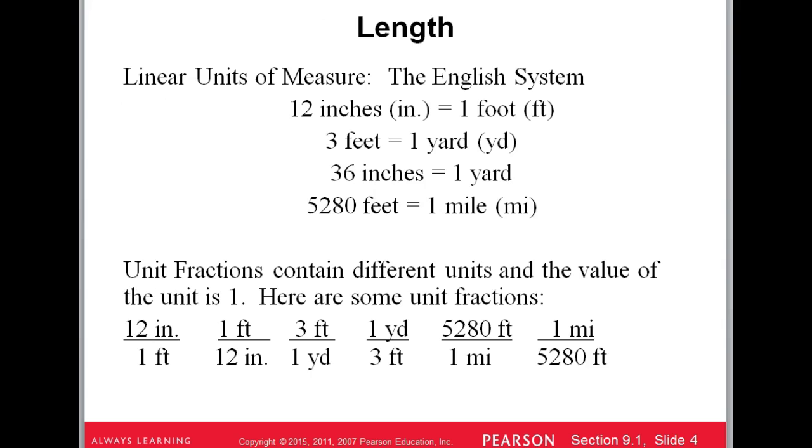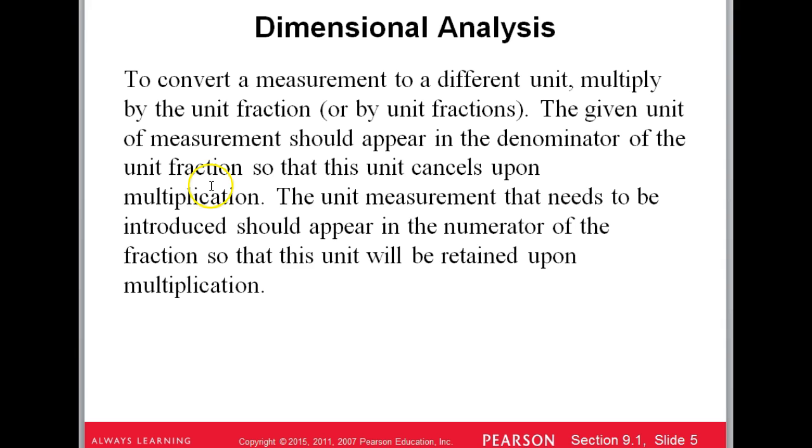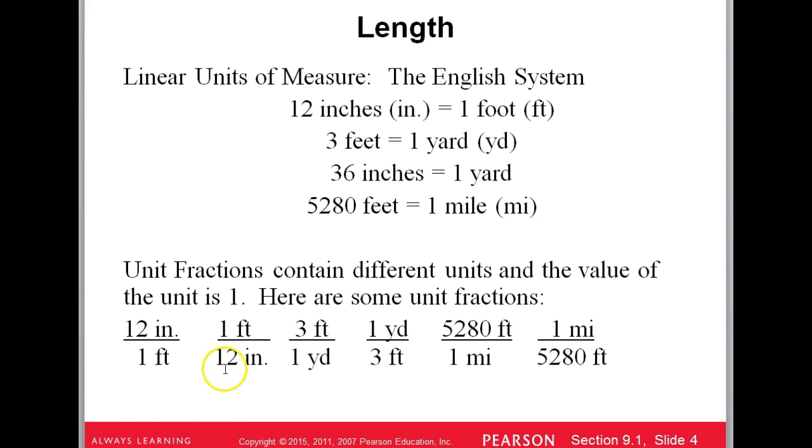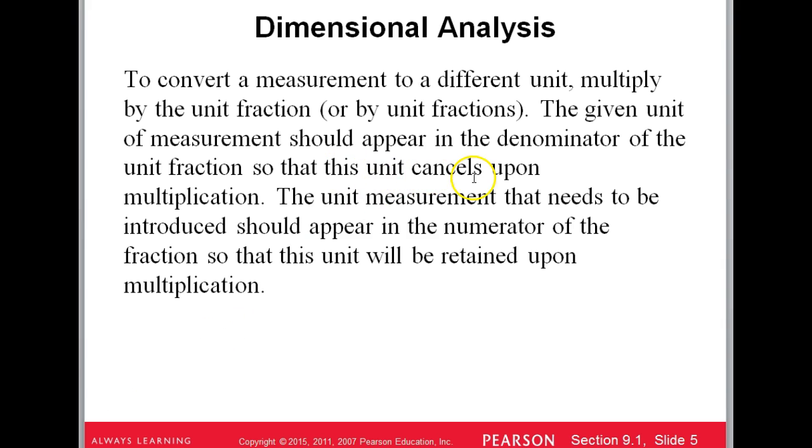We multiply by these unit fractions here, and the given unit of measurement will appear in the denominator of the unit fraction. So if we're starting with inches and going to feet, we would pick this one rather than this one, because we want the inches from the denominator to cancel with the inches from the actual measurement. Okay, it works just like numbers do.